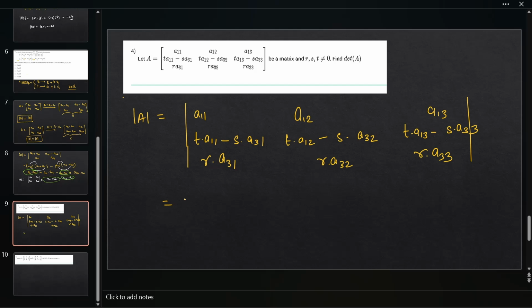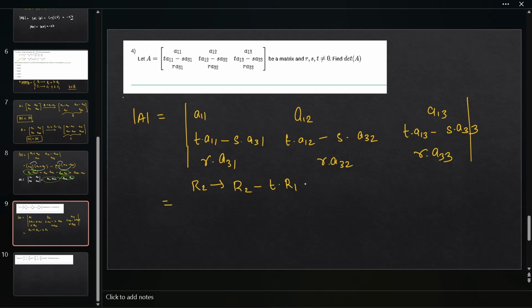See, the first thing is, can we use the property that we just saw in the last question? So how can we use that property? In row 2, we can see there are terms of a11, a12 and a13 which are already present in row 1. So from row 2, if we subtract t times row 1, we'd be able to eliminate these terms t a11, t a12 and t a13. Now we have s times a31, s times a32 and s times a33. Can we do something with that as well?